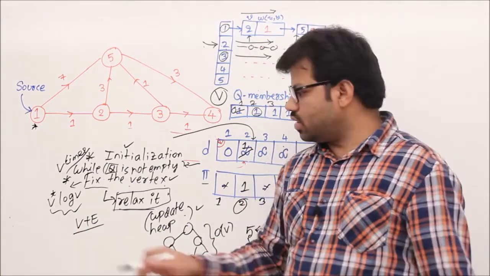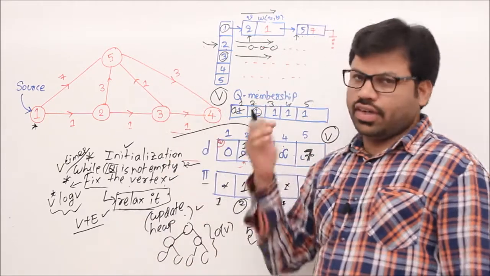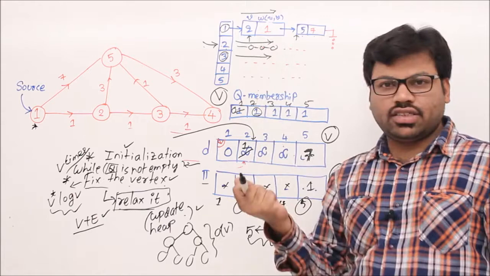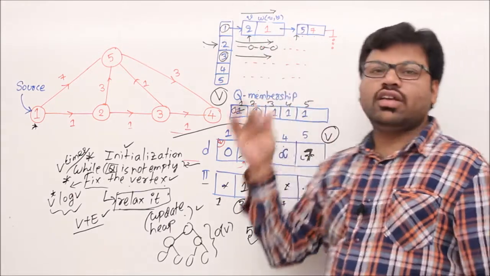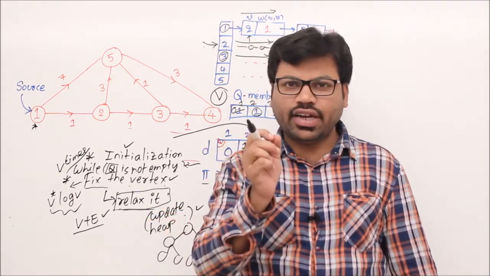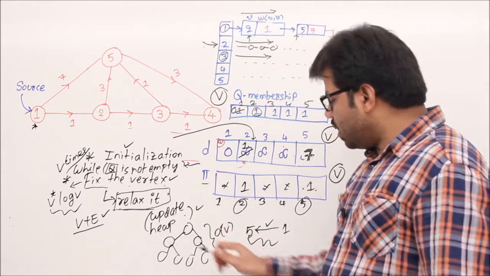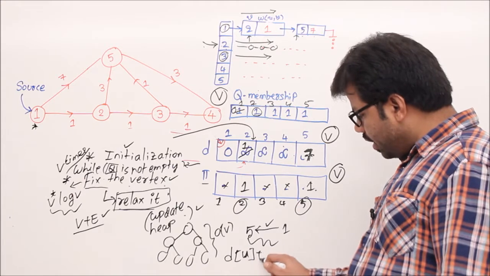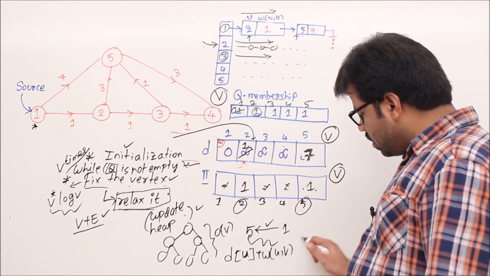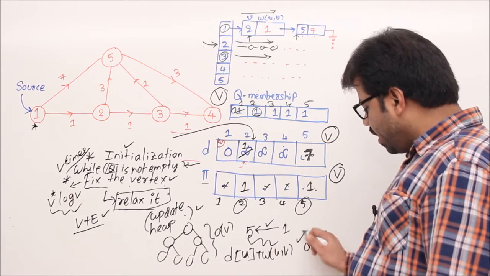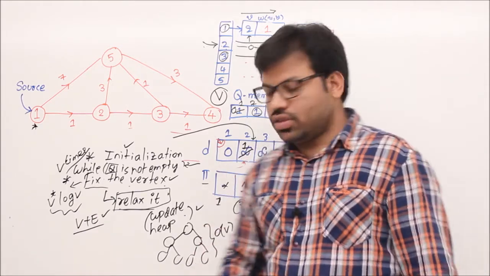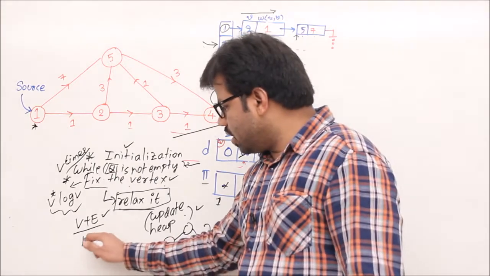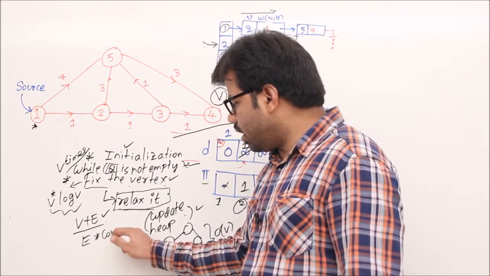So in this process, we traverse the graph, done. Anything else you did? Yes, we did. Once you pick up an edge, how many edges do we have overall? E edges. So for every edge, you apply this formula. What is that formula? Distance of u plus weight of uv versus distance of v. This formula you applied, correct? It takes 1 unit of time. So how many times did you apply this formula? E times. That takes E into constant time, correct?